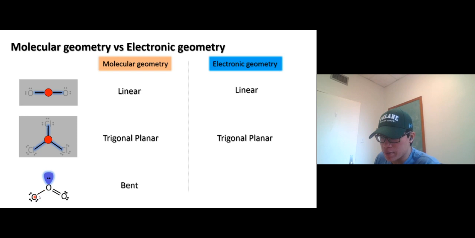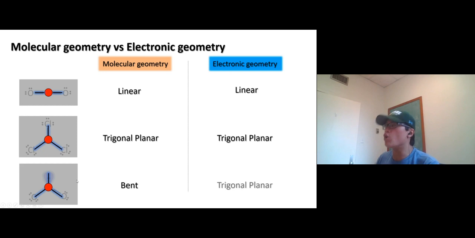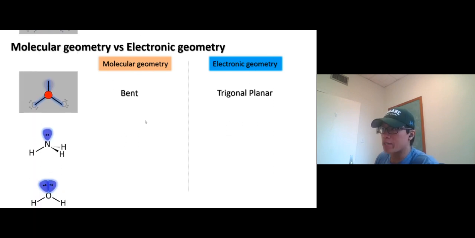So what does it look like? We have electron here, here, and here. One more time. Here, here, and here. So it looks like that, right? What do we call this geometry? A trigonal planar. Now it's different. The molecular geometry and the electronic geometry could be different. Depends on the arrangement of atoms around the central atom or the electrons around the central atom. All right.